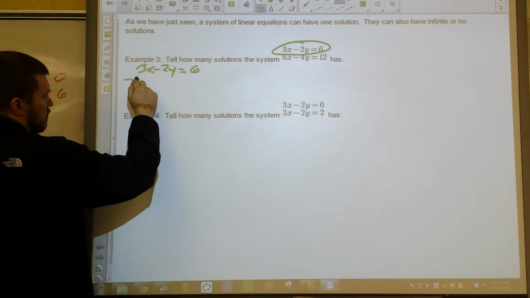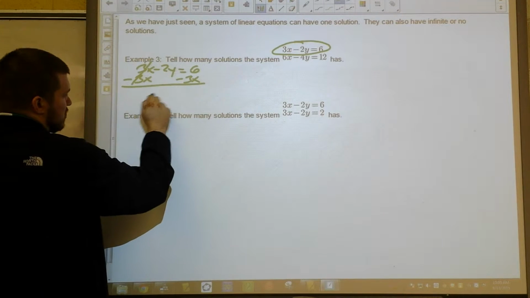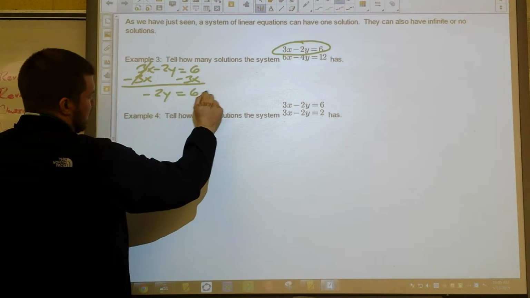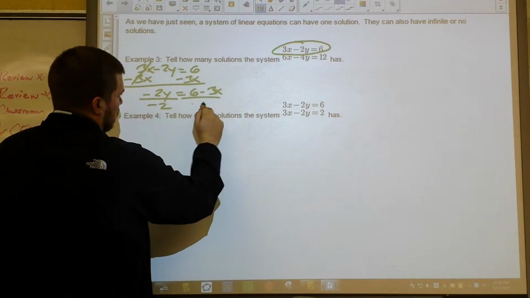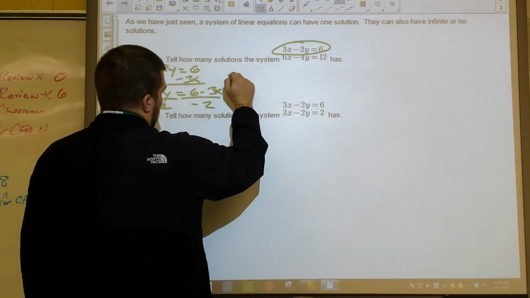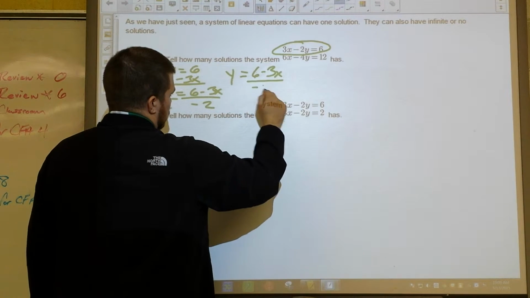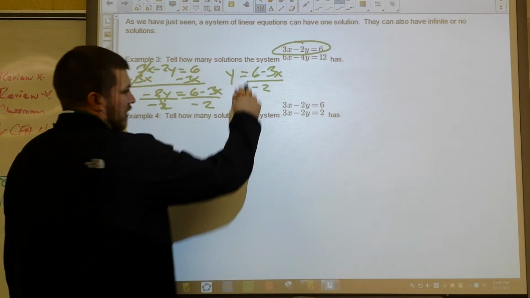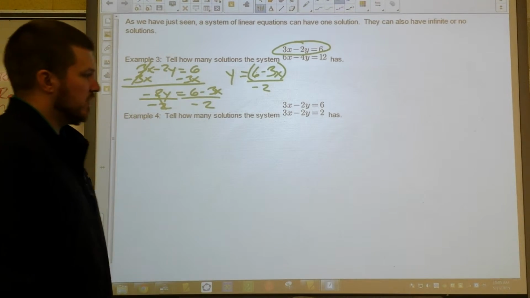Get y by itself, so minus 3x. Cancel out, so negative 2y equals 6 minus 3x. And then divide by negative 2. Cancel out, so I end up with y equals 6 minus 3x all over negative 2. But again, when I graph this, I have more than one thing on top, so it has to be in parentheses when I graph it.